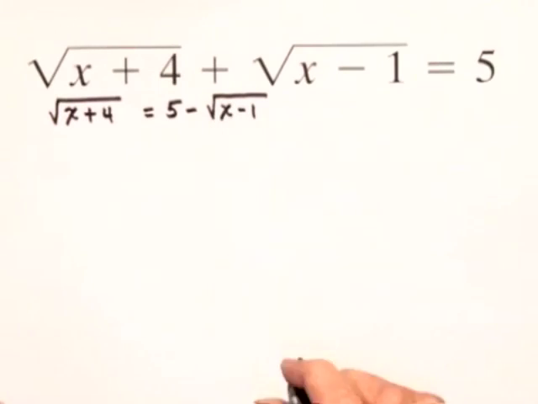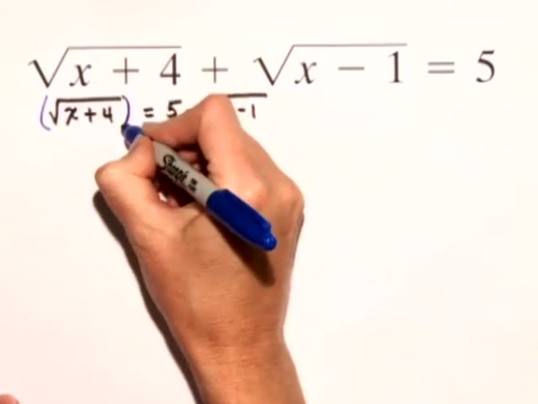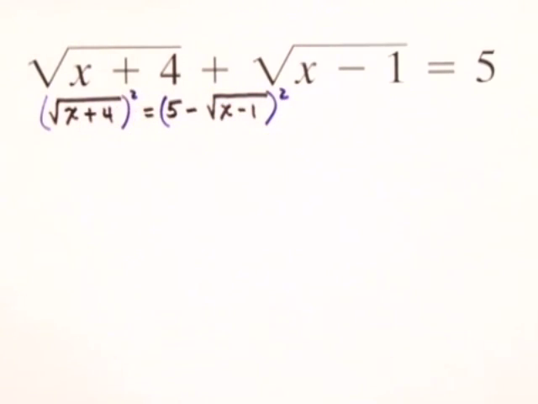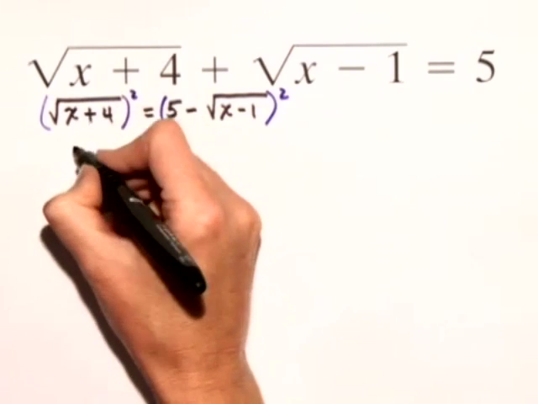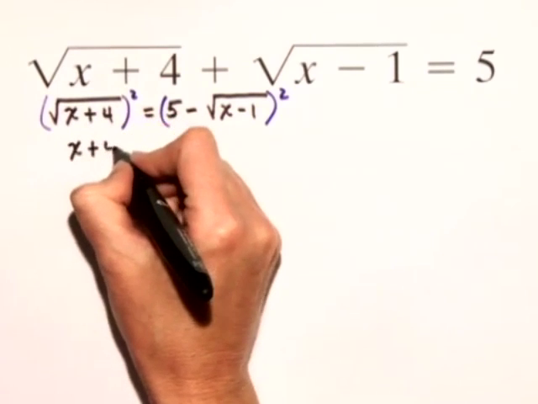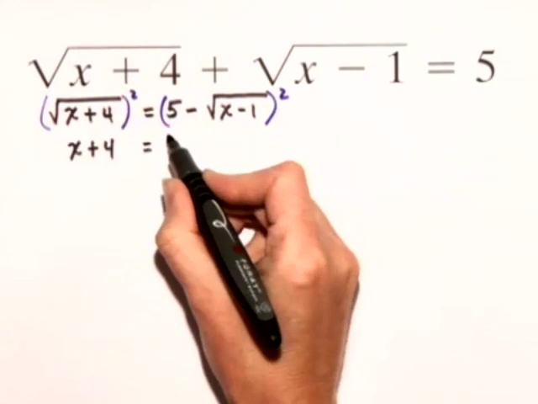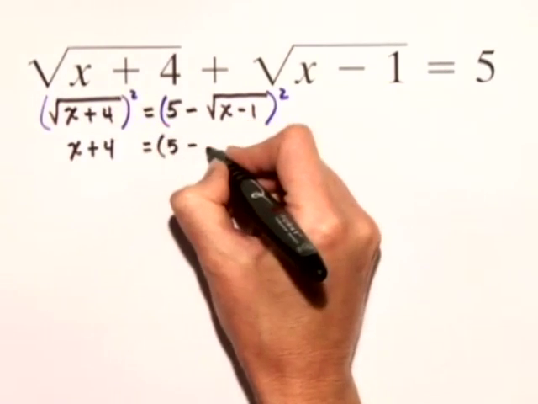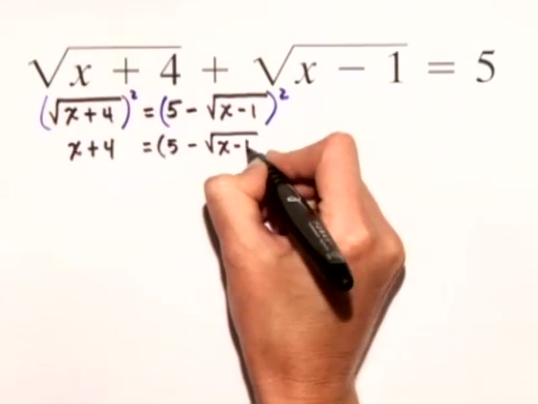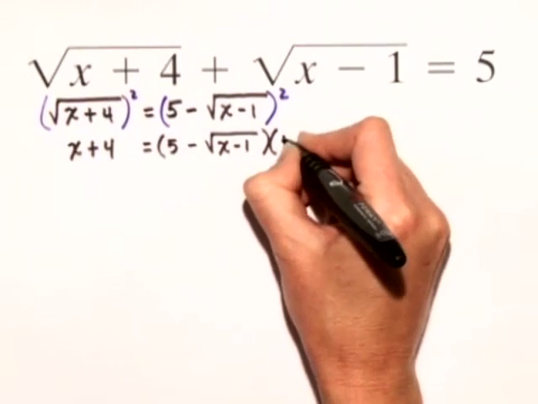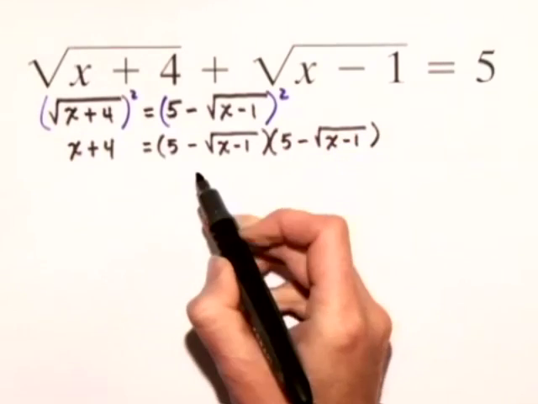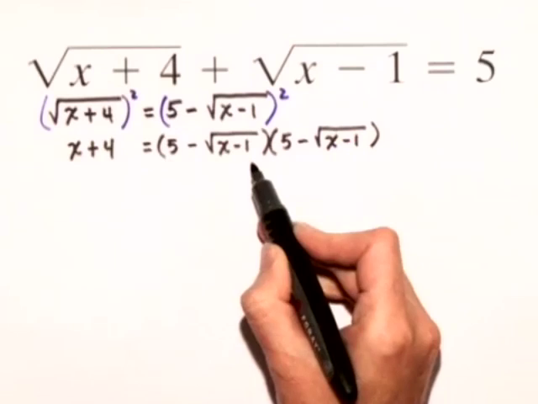minus 1. Now, in order to remove the radicals, we'll need to square both sides of this equation. When we square the left-hand side, we just end up with x plus 4. On the right-hand side, I'm going to actually write this out as 5 minus the square root of x minus 1 times that same quantity again, 5 minus the square root of x minus 1. This will make it a little bit easier when we FOIL.